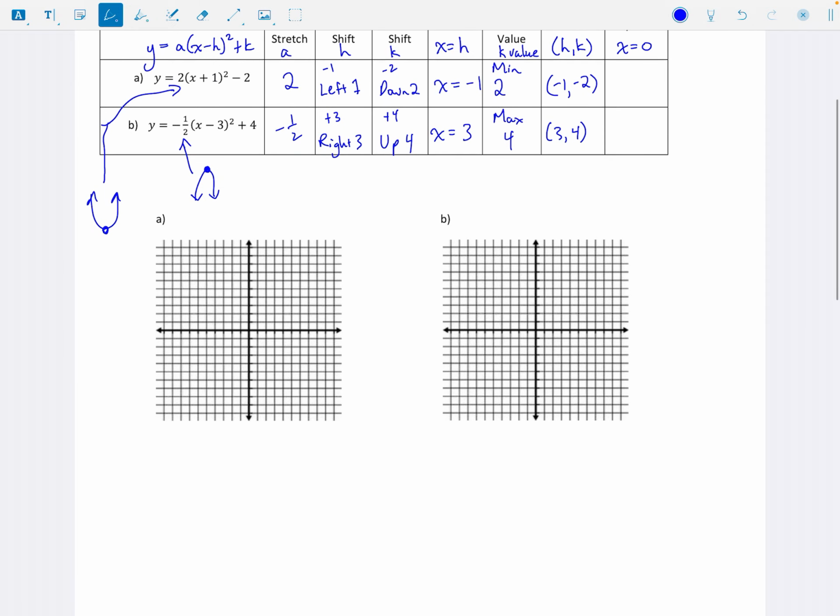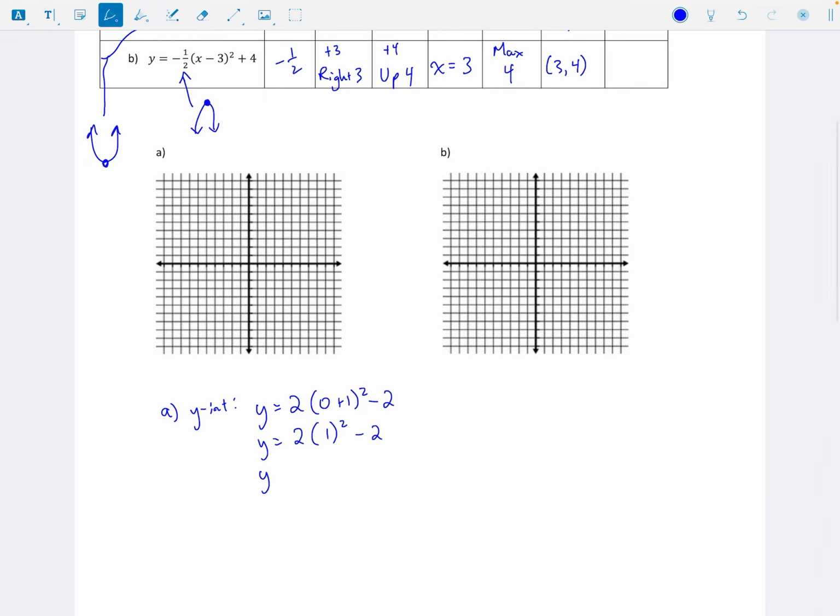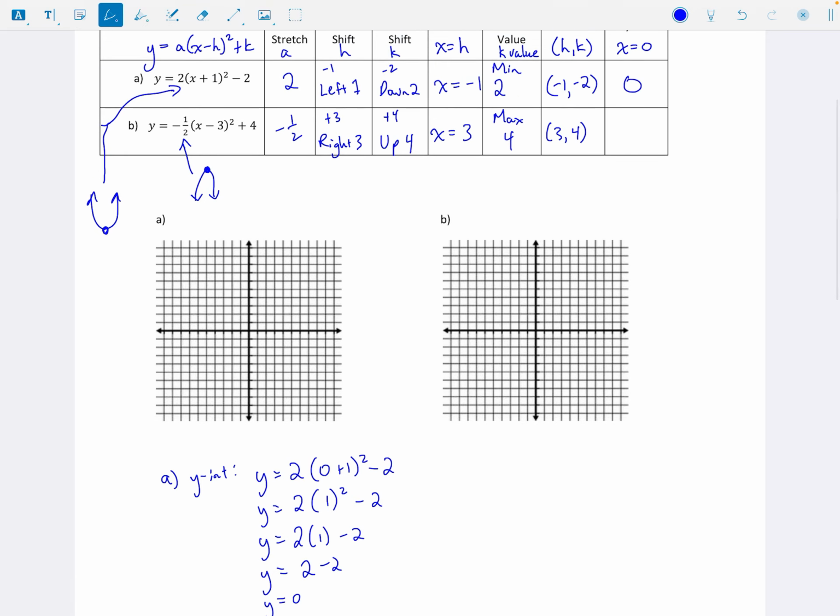So here at the bottom, for a, the y-intercept, we do y equals 2(0 plus 1) squared minus 2. So y equals 2 times (0 plus 1, which is 1) squared minus 2. And 1 squared is just 1, so we have 2 times 1 minus 2, or y equals 2 minus 2, or y equals 0. So the y-intercept is 0.